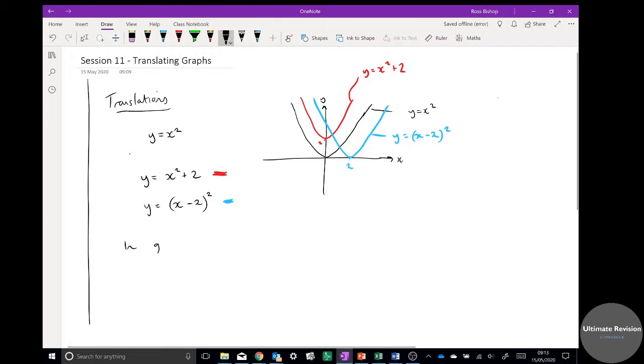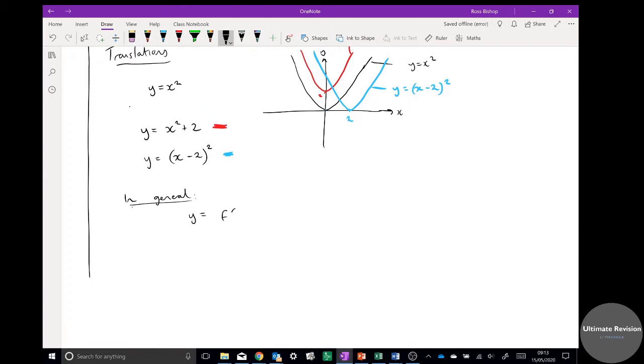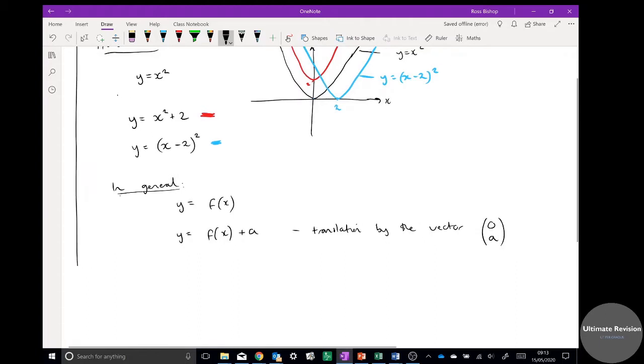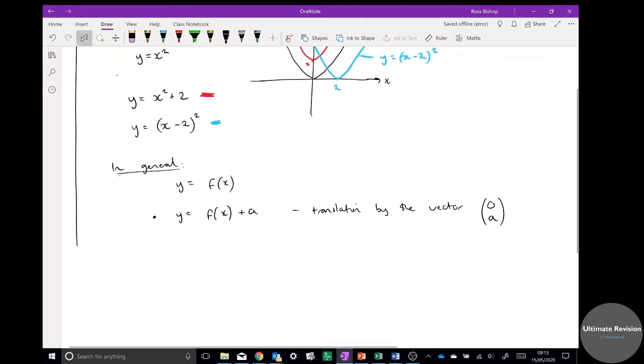So in general, for translations, if I have a graph y equals f(x), that just means anything in terms of x. It could be x squared, x cubed, 3x squared plus 1, anything you want. Then y equals f(x) plus a, well, think about what that would do to the graph. That will be a translation by the vector 0 in the x and a in the y. And that still works if it's a negative as well. If it's a negative, it just moves down.